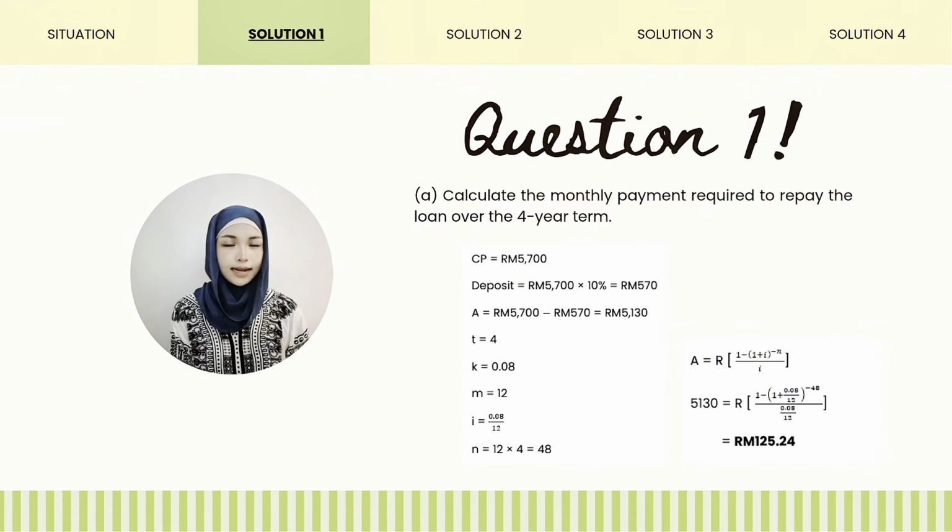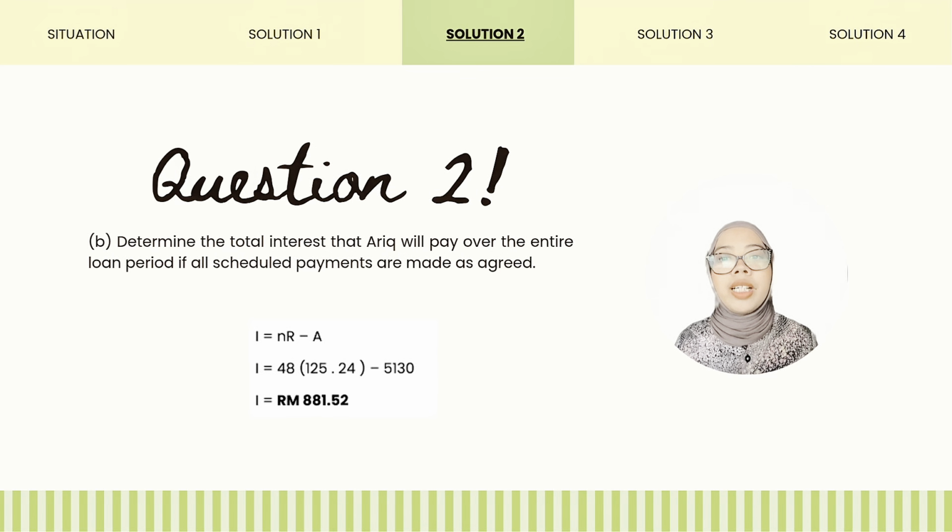0.006667, and n is equivalent to 12 multiplied by 4, then we'll get the 48 monthly payments. Finally, we substitute these values into the present value formula and solve for R, the monthly payment. The result will be 125 ringgit and 24 cents per month. Therefore, Arif needs to make a monthly payment of 125 ringgit 24 cents to fully repay the loan over the 4-year period. For the second solution, we need to determine the total interest that Arif will pay over the entire loan period if all scheduled payments are made on time.